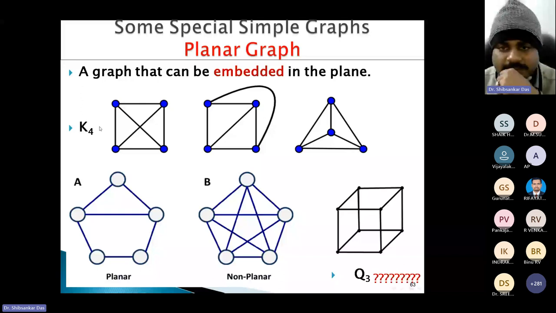Similarly, it can be represented in this format also. This is a planar graph. And this is not a planar graph. What about Q3? Q3 is a planar graph. We can embed it into a plane. So this is a planar graph.